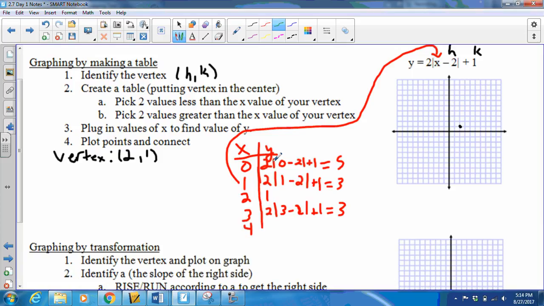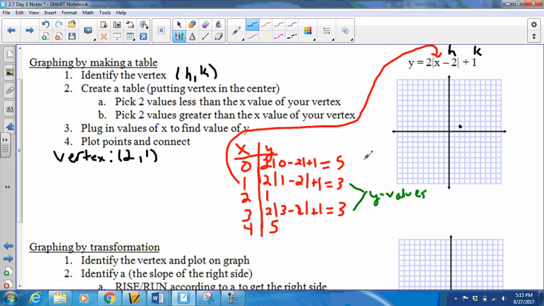Now notice here that when I did our x value of 1 and x value 3, the y values were exactly the same. Remember, your y values are going to repeat around your vertex. So really, in this case, we know these two are 3, right? So for 0, our y value is 5. We can now assume that for 4, our y value is also going to be 5. So now all we're going to do is plug these x and y values onto our graph and then draw our line, and that'll be it.